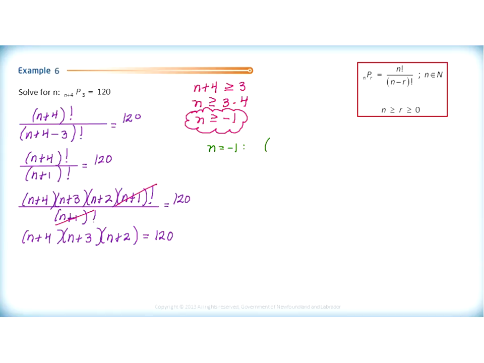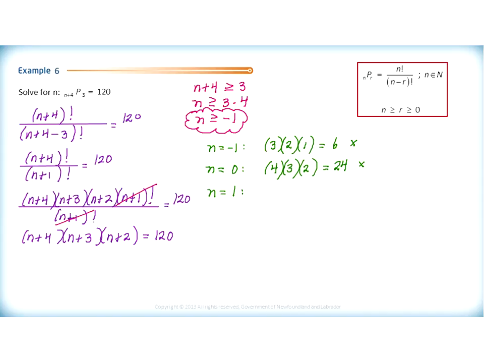So we have negative 1 plus 4 will be 3. Negative 1 plus 3 is 2. And negative 1 plus 2 is 1. The product of these 3 numbers is 6. So then we go with n equals 0. 0 plus 4 is 4. 0 plus 3 is 3. 0 plus 2 is 2. 4 times 3 is 12, times 2 is 24. The product is not equal to 120.